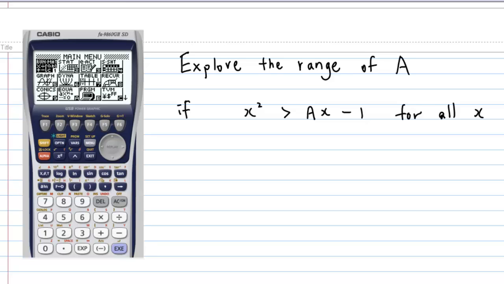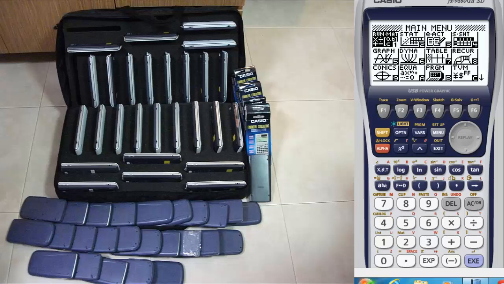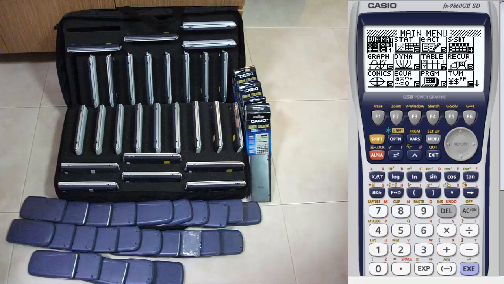Hi, this video will show you how to explore the range of a if x squared is greater than a times x minus 1 for all x. I am going to show you how to use the Casio fx-9860GII to explore the solution with the dynamic graph. First, we move the cursor to the dynamic graph.